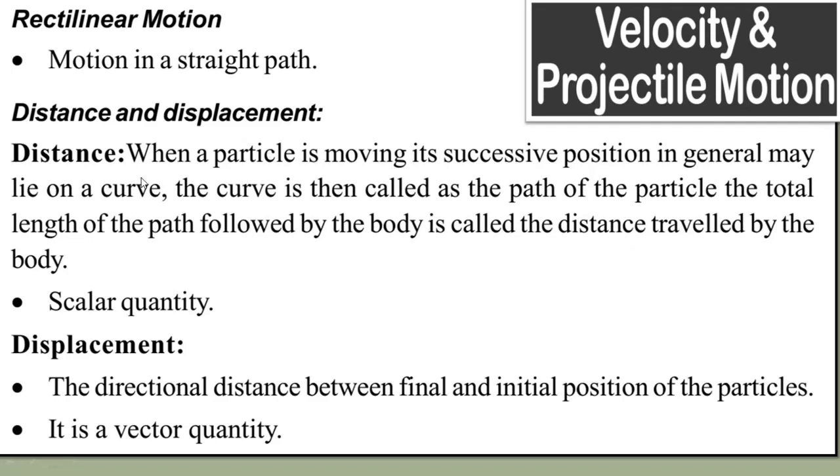And displacement. The directional distance between the final and initial position of the particle is called the displacement. So distance doesn't have any direction, but displacement has a direction. So displacement is a vector quantity and distance is a scalar quantity.